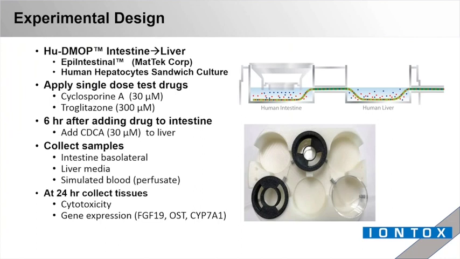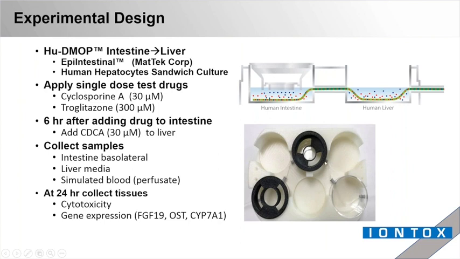So here's our experimental design. Our HuDeMOP setup, we have in our first chamber here the intestinal tissue. That would be in this photo, set up probably here. And then we have our human hepatocytes in sandwich culture. That would be in this cup. And you can see this green line here. This is actually a semi-permeable membrane that flows through. Inside the cup here, it's permeable. And outside of these cups, there's a non-permeable region here. And this actually simulates blood flow.